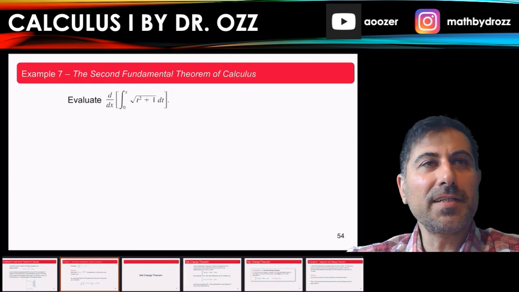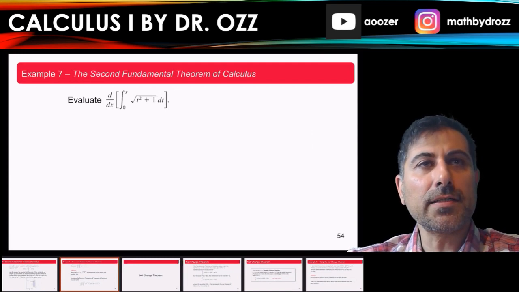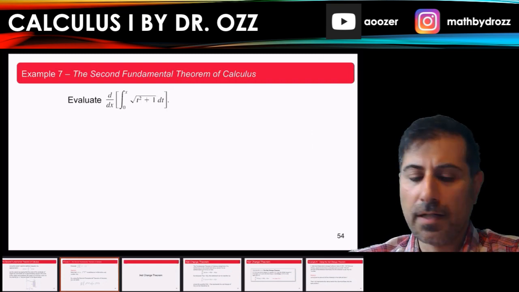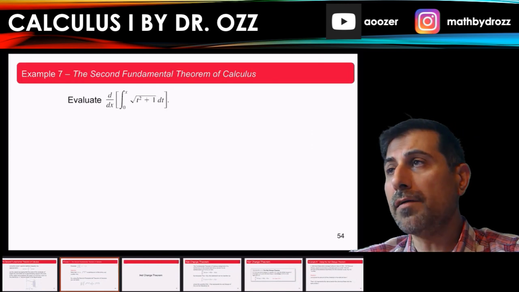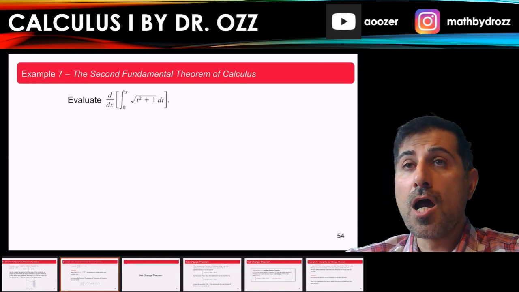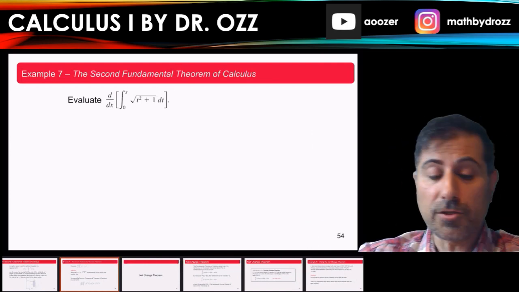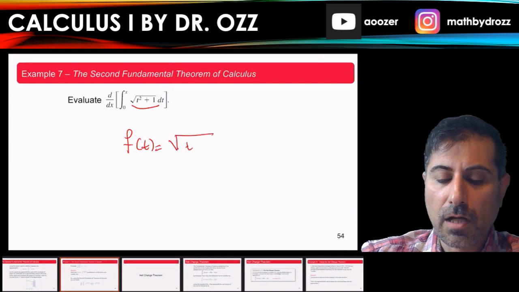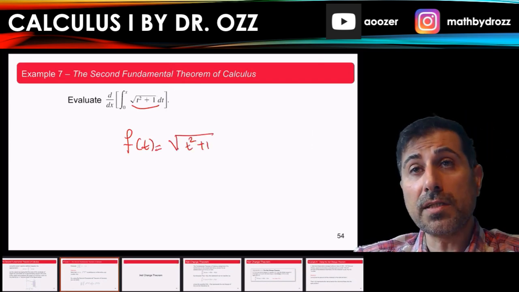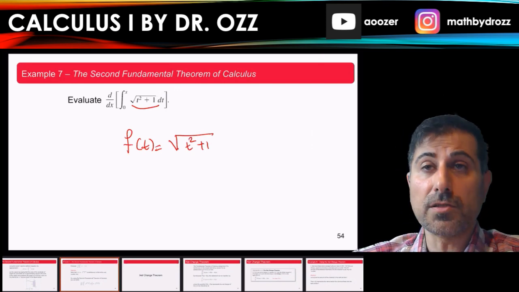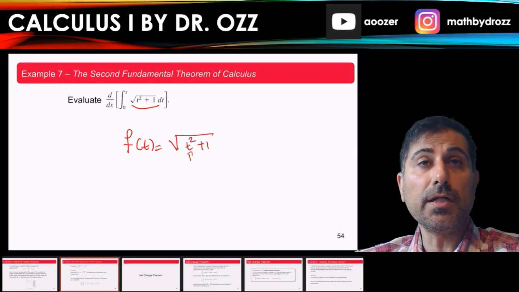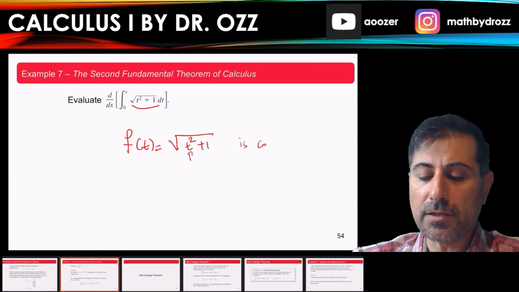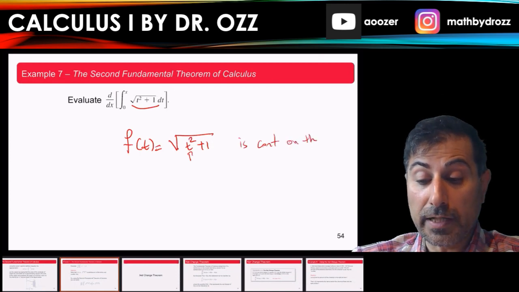All right, let's finish this video with an example. So it's asking for the derivative of the definite integral where the upper limit is x. Well, the first thing to be able to use the second fundamental theorem of calculus is to define a function, which is the integrand in fact. So f of t is radical t squared plus 1, and we want this function to be continuous. Here we go. Well, this function, no matter what t you put inside the square root, is always positive, so it's in fact continuous on the real line.